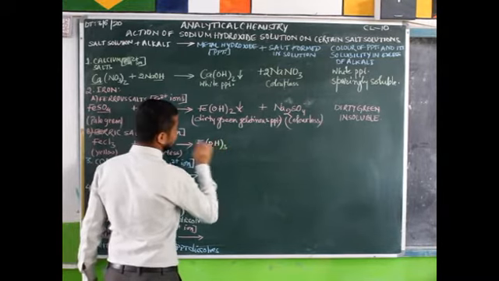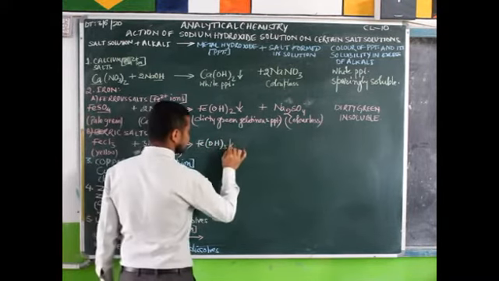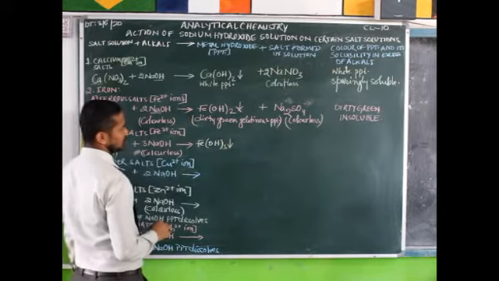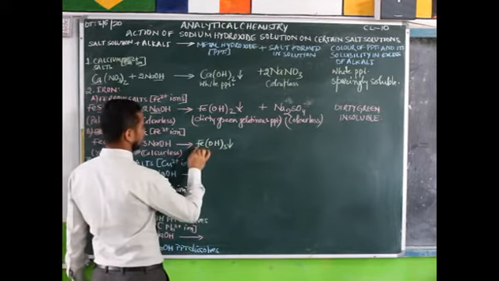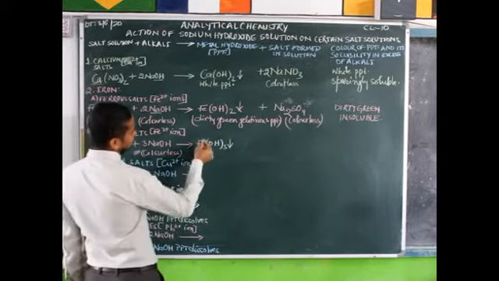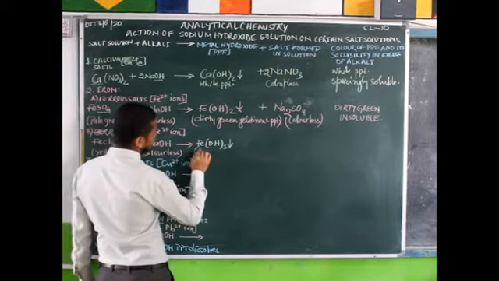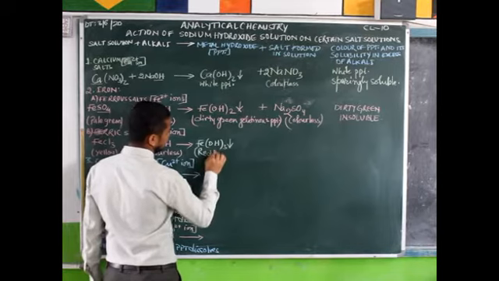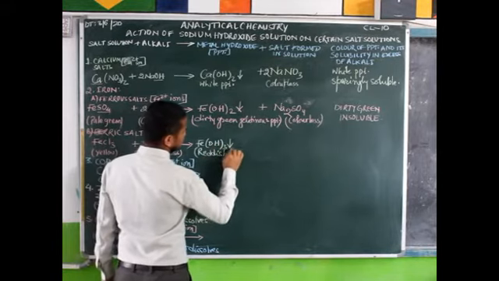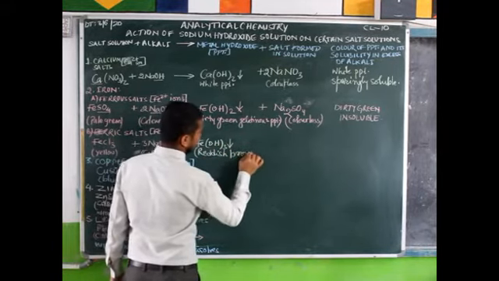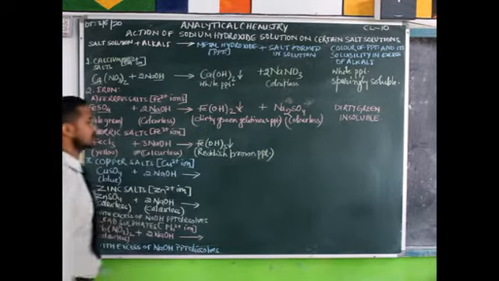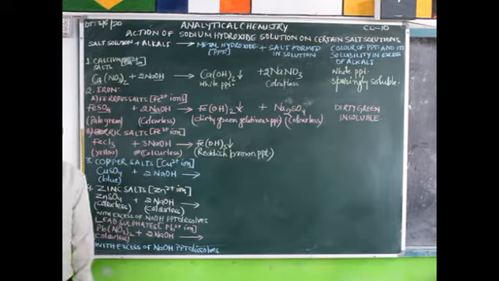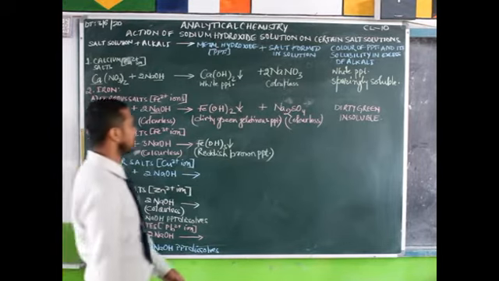Fe(OH)3, and this is an insoluble substance. So what is the color of this? This is a reddish brown precipitate. You will get a reddish brown insoluble substance.